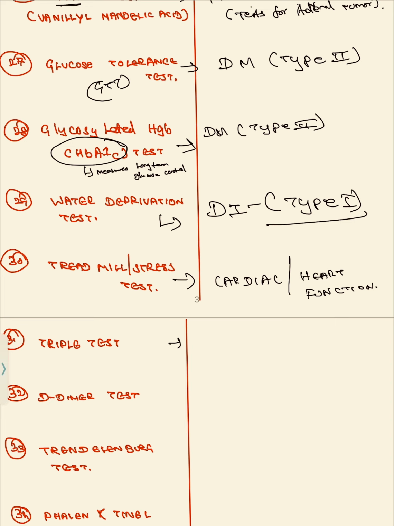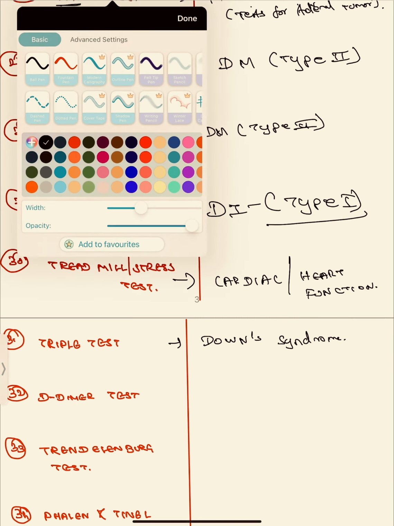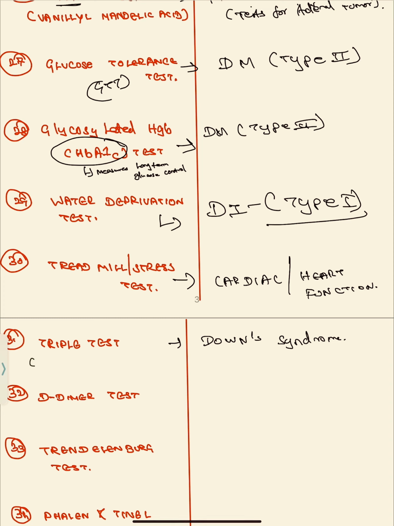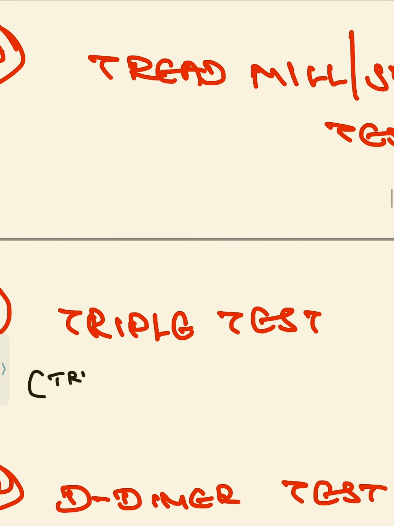Triple test is for trisomy, Down's syndrome. So the mnemonic will be triple check for trisomy.